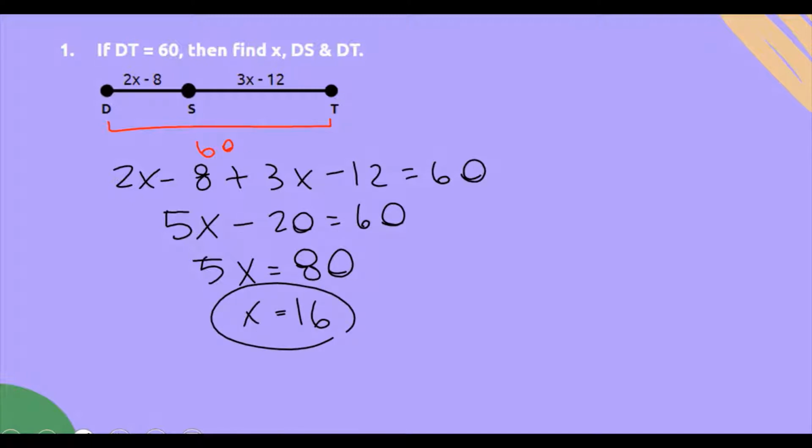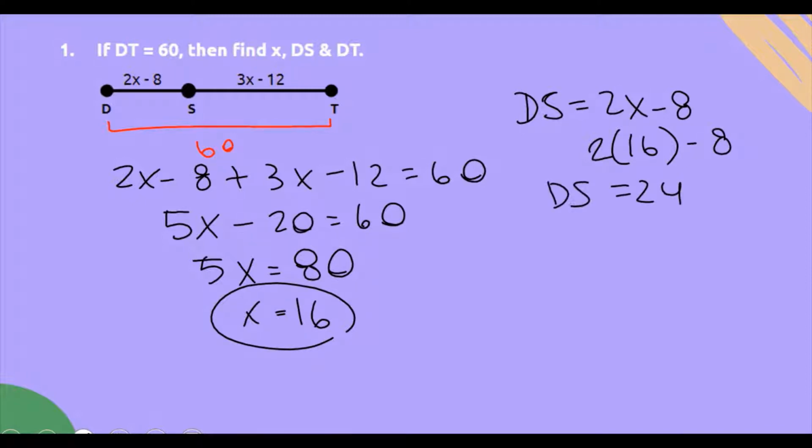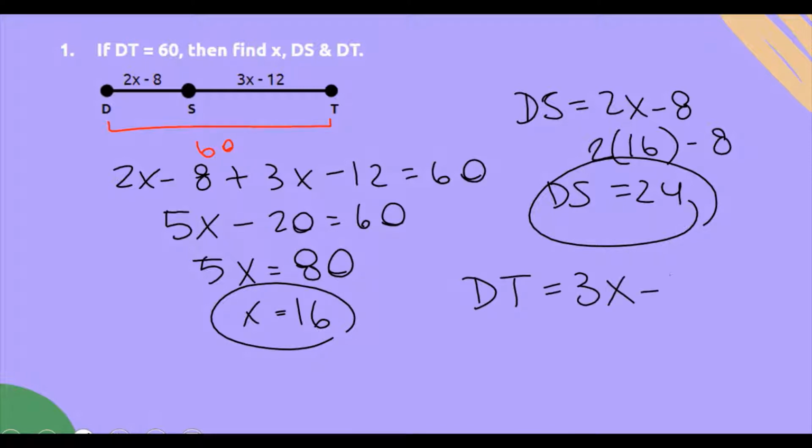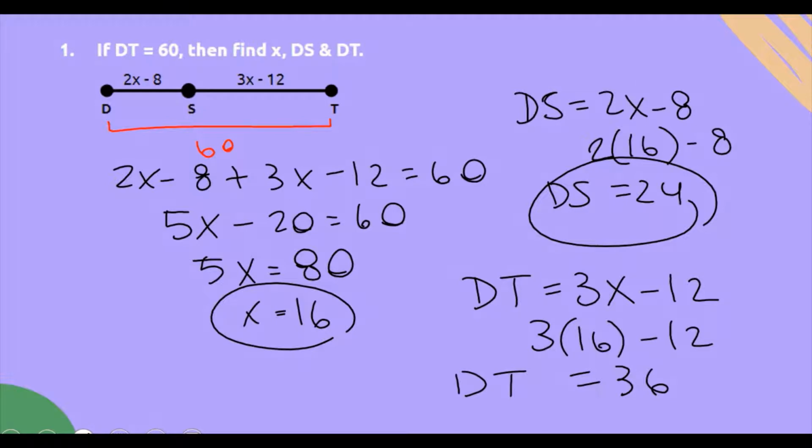All right, now we need to figure out what DS is. DS is equal to 2x minus 8. We now know that x is 16, and 2 times 16 minus 8 is 24. So DS is equal to 24. And last, I'm going to figure out what DT is. DT is equal to 3x minus 12. I now know that x is equal to 16, and 3 times 16 minus 12 is going to give us 36. So DT equals 36.